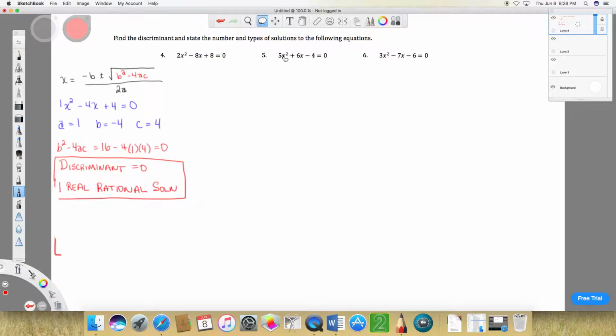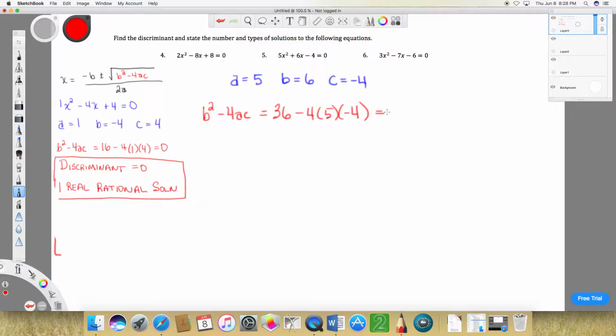It's in standard form, and I don't notice any common factor, so I'm going to jump in and identify A, B, and C, where A is 5, B is 6, and C is negative 4. So let's find the value for the discriminant. The formula is b squared minus 4ac. If b is 6, b squared is 36. Minus 4 times 5 times a negative 4.